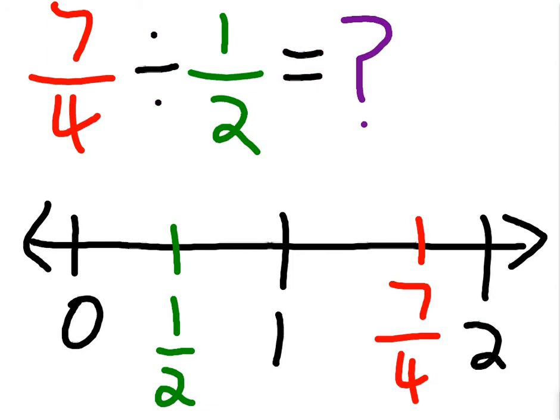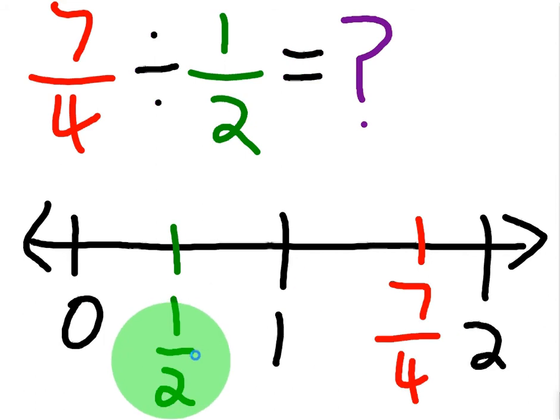Okay, in this we have 7/4 divided by 1/2. So the question is, how many times does 1/2 fit into 7/4? Again, this is a little complicated because if you draw these on the number lines, 1/2 is between 0 and 1, and 7/4 is in between 1 and 2. How in the world can we figure out how many times it fits in there?